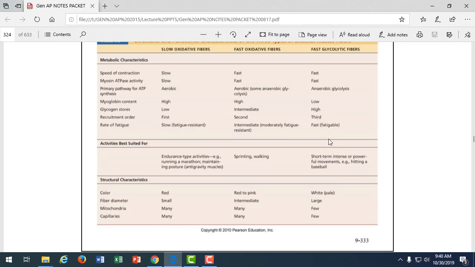Or again, the people with the huge muscular legs. Take a look at the people that run the short distances in the Olympic track events. They have huge muscles because they have developed those fast glycolytic fibers. They can do that very quickly with a lot of strength, but they can't go very long. So again, what?